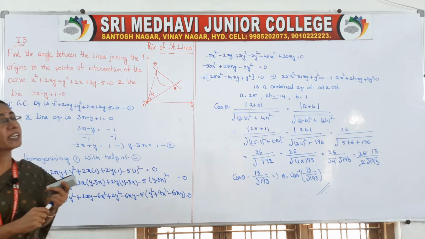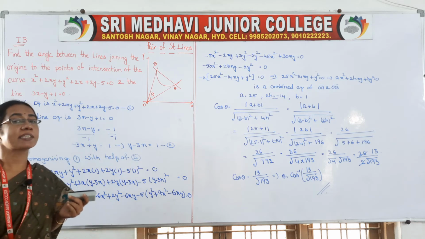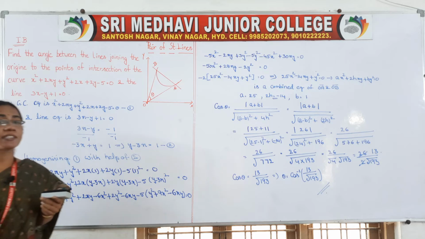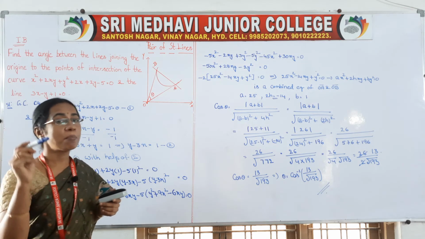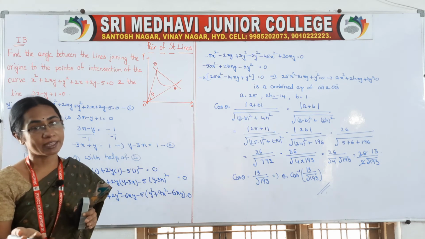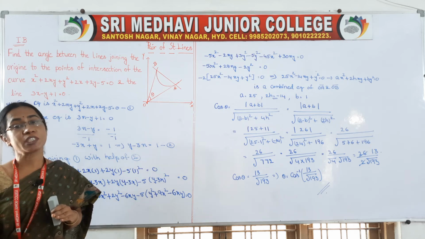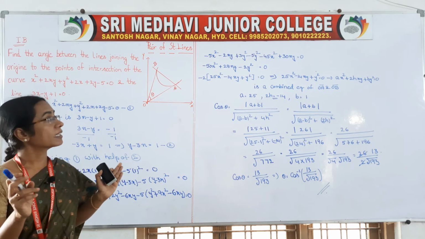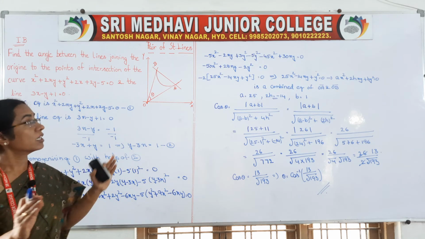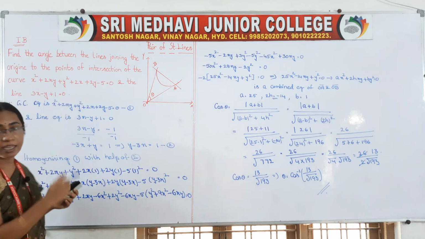So the curve is given, the line is given. To find the angle, by homogenizing the curve with the line, we will get one homogeneous equation, that is the combined equation of OA and OB. It is nothing but the combined equation of OA and OB, right?